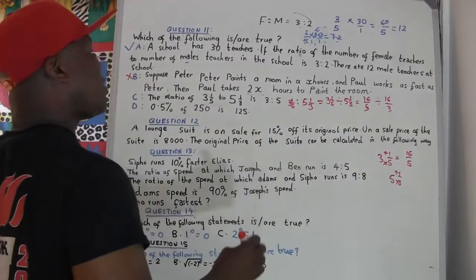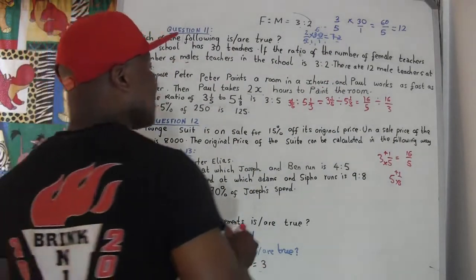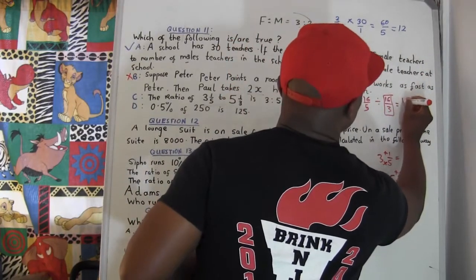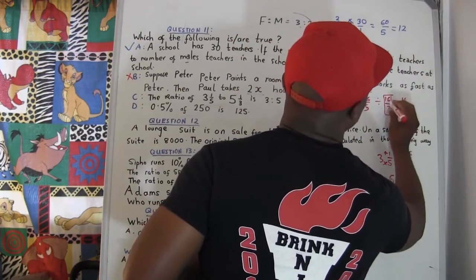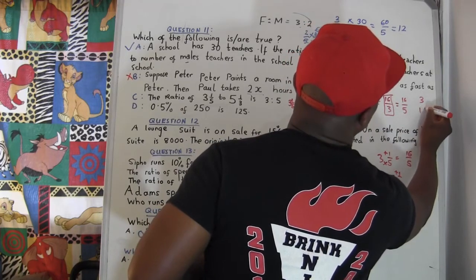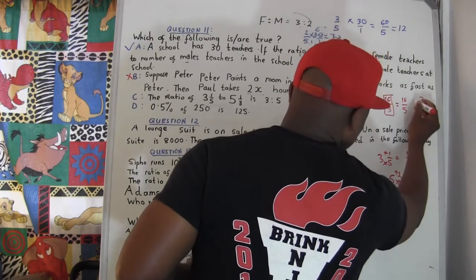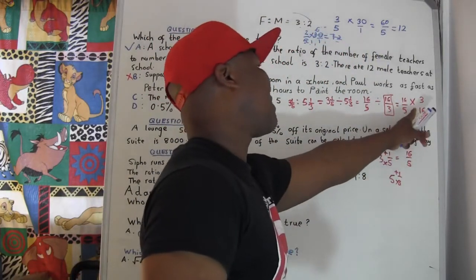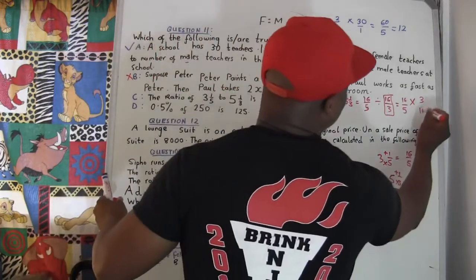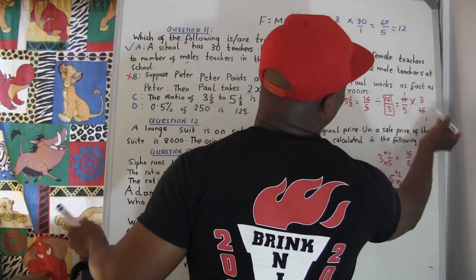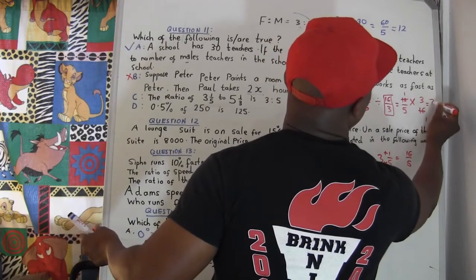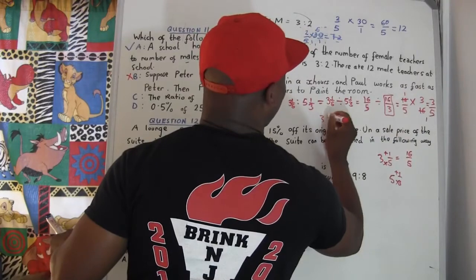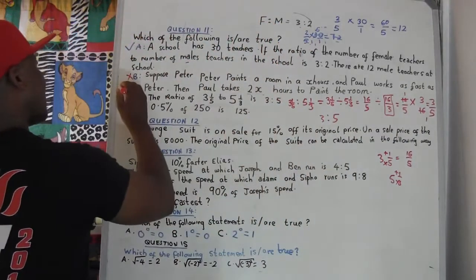So what we do now, whenever you divide fractions, is take the next one and flip it. So this is 16 over 5, and then make sure you flip this one: it becomes 3 over 16. And as soon as you flip, you multiply. Make sure you flip the next one, not this one, and then you multiply. Now, 16 by 16, they're similar, so you're left with 1 times 3, 3 over 5. When you say 3 over 5, it's the same as saying 3 ratio 5, which is true. So C is true.